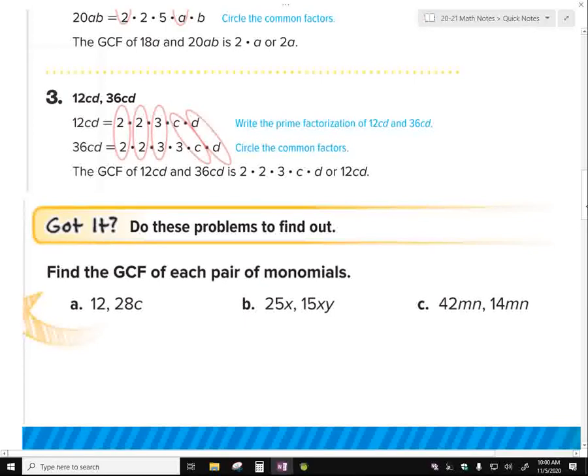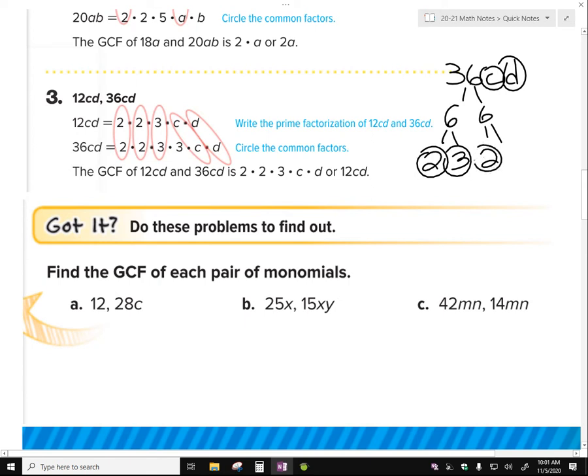12cd factors out to be 2 times 3 times c times d. 36d, I'm actually going to factor that one out so you don't forget how to do these. C and d don't factor. And there are many different ways that you can do this factorization. You can do, let's see, we could have 15, 16, 17. You could do 18 times 2. You can do 6 times 6. It doesn't matter where you start because you're still going to end up with the same factor tree at the end, the same results. So there's the 2 times 3 times c times d.